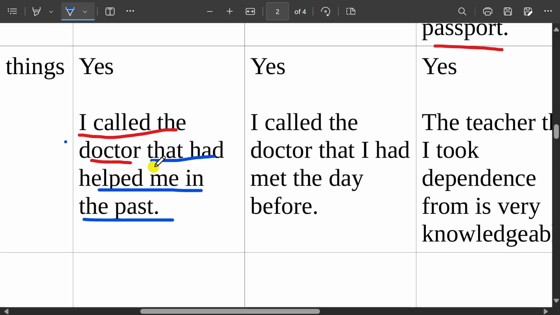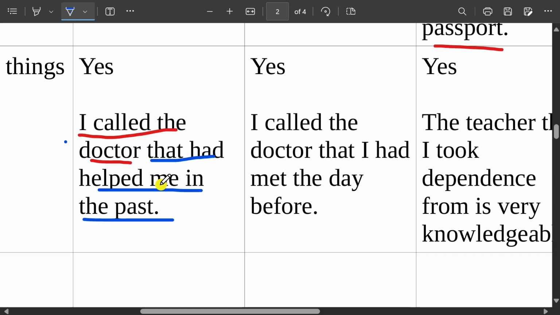That here is a relative pronoun, you see, introducing this relative clause. Is it a subject or an object? Subject, right? Yes, it refers to doctor. The doctor that had helped me, so that here is the subject. That had helped me. What type of tense is this? Past perfect. Yes, you have had in the past and then the participle. Yes, past perfect. Why am I using past perfect?